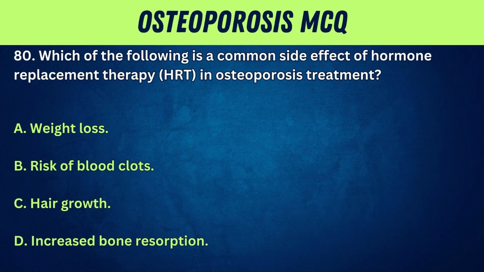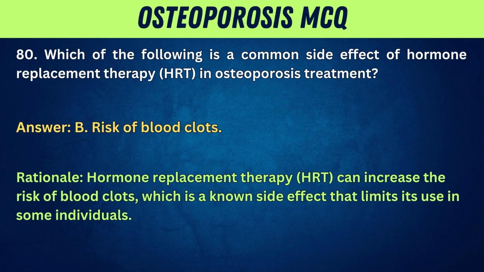80. Which of the following is a common side effect of hormone replacement therapy, HRT, in osteoporosis treatment? A. Weight loss. B. Risk of blood clots. C. Hair growth. D. Increased bone resorption. Answer: B. Risk of blood clots. Rationale: hormone replacement therapy, HRT, can increase the risk of blood clots, which is a known side effect that limits its use in some individuals.